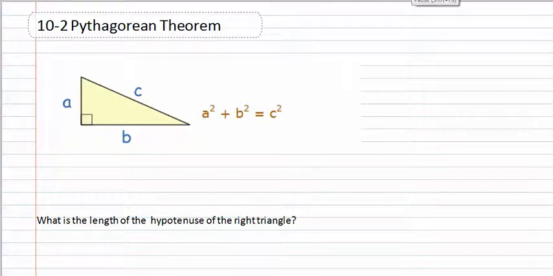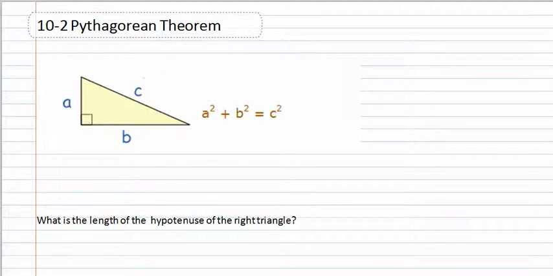Okay, so today we're doing 10-2, it's Pythagorean Theorem. I have a picture down here of a right triangle. And our right triangle, we know it's a right triangle because it has the right angle at the corner. We have it labeled A, B, and C.